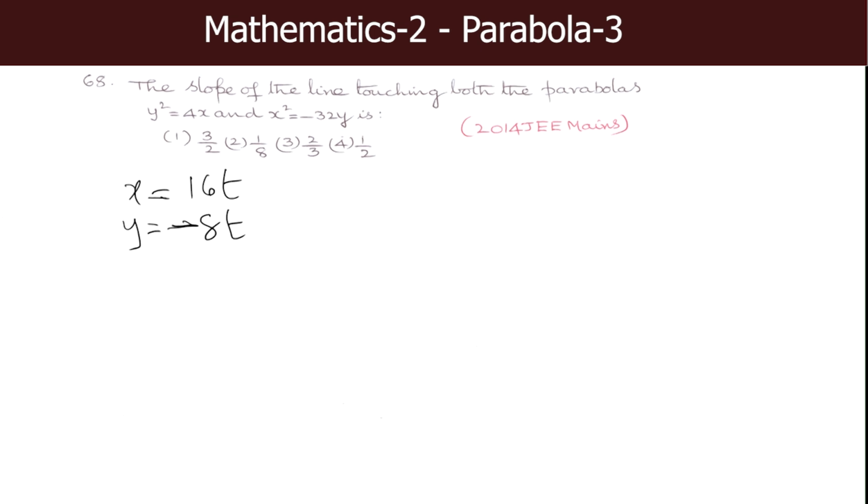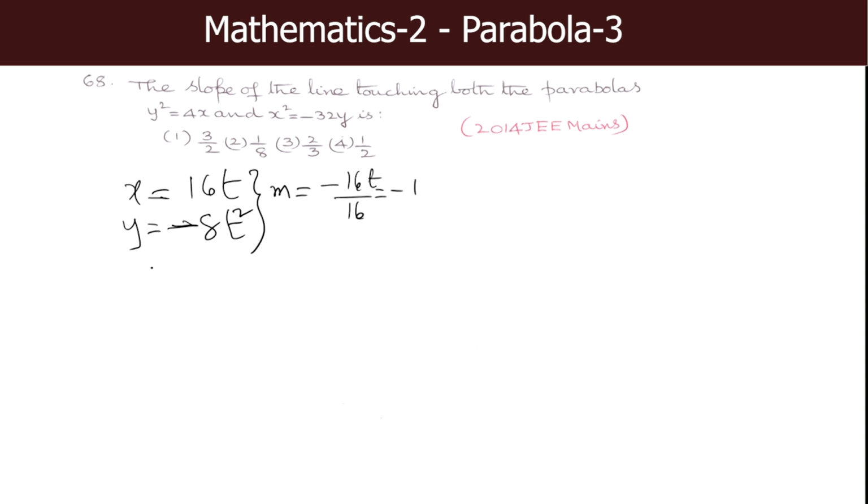Well, x equal to 16t and y equal to minus 8t square, I think. So, these are the parametric equations of a point on the second parabola. It belongs to P2. So, what is the tangent equation? dy/dx, m is y dash at t by x dash, minus 16t by 16, that is equal to minus 1.